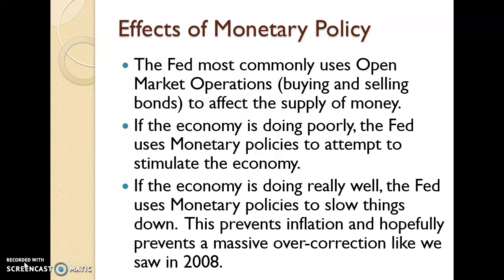As I said, the Federal Reserve most often uses open market operations, or the buying and selling of bonds, to manipulate the supply of money. If the economy is doing poorly, the Fed uses monetary policies to attempt to stimulate the economy. If the economy is doing really well, the Fed uses monetary policies to slow things down. This prevents inflation and hopefully prevents a massive overcorrection like we saw in 2008.